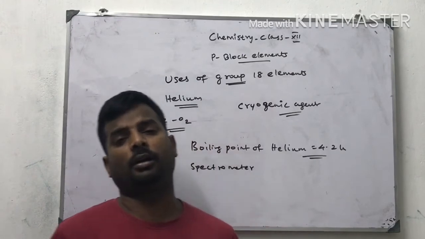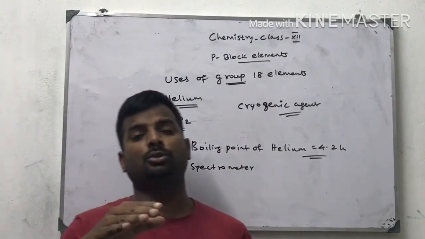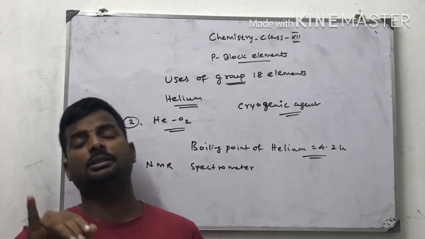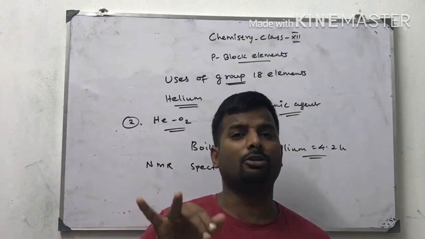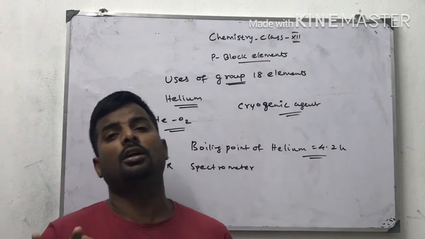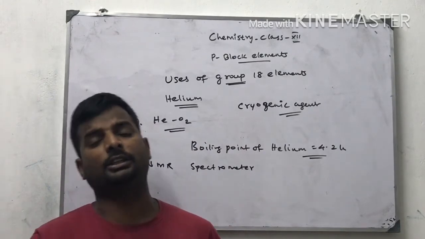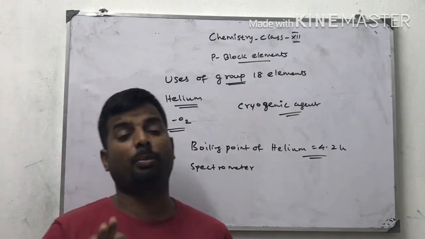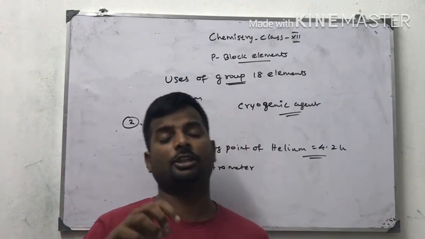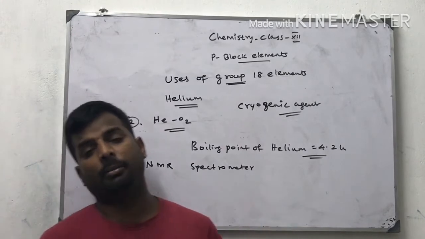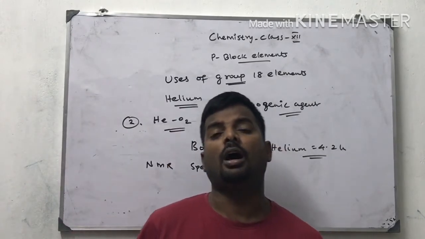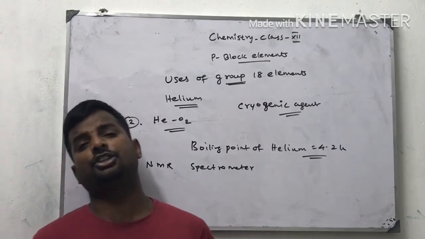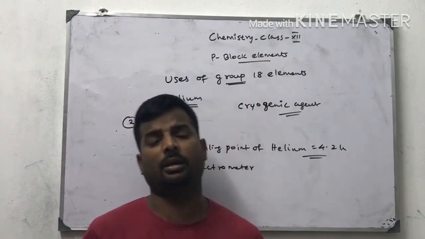These are the four important uses of helium. It is used for meteorological observation. It is used by deep sea divers to avoid bends. It is used by scientists as a coolant in many experiments. And it is used for producing powerful superconducting magnets, an essential part of the nuclear magnetic resonance spectrometer and magnetic resonance imaging in clinical diagnosis.